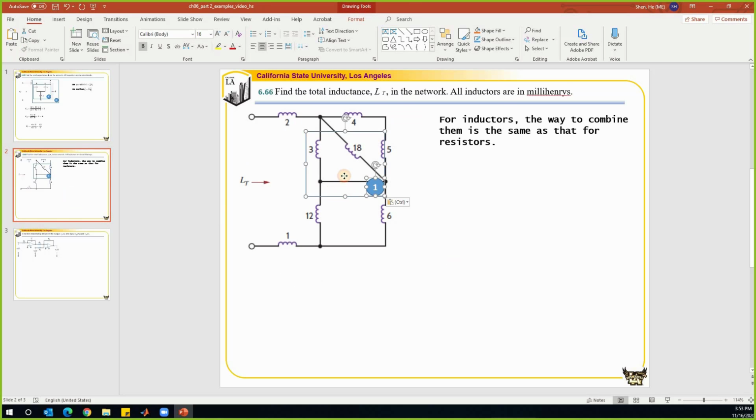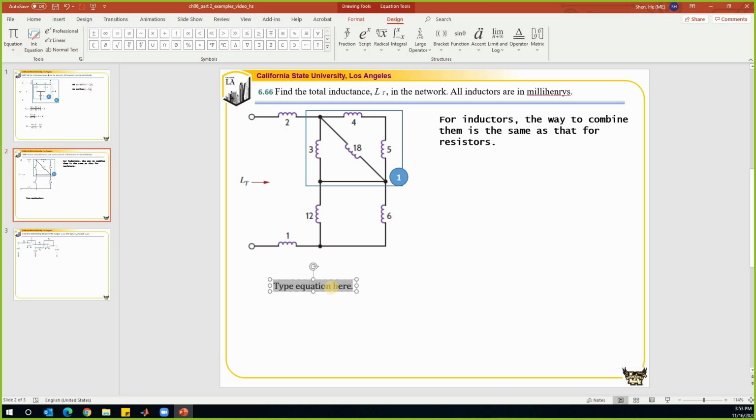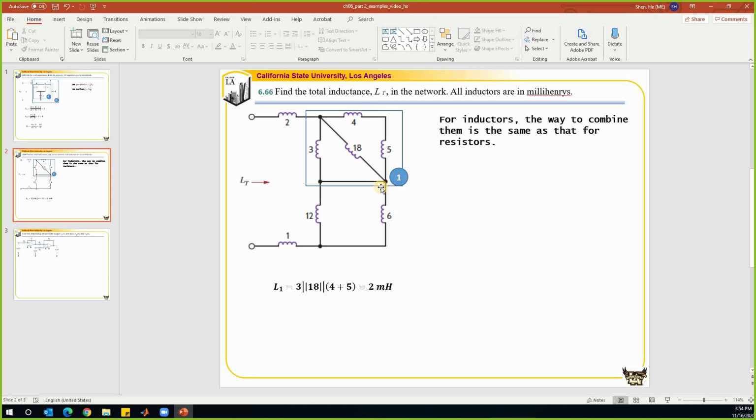So let's simplify this part first. Let's call that L1. So L1 has 3 branches in parallel. 3 in parallel with 18 in parallel with 4 plus 5. 4 plus 5, that is 9. And this is 6 in parallel with the 3, that is 2. So we find that L1 is equal to 2. The unit is millihenry. So that's how we simplify the first block.